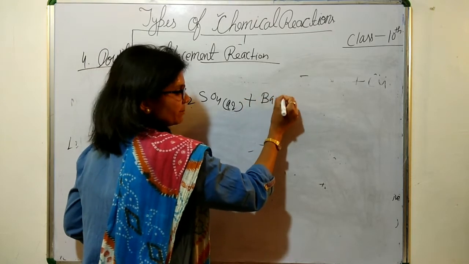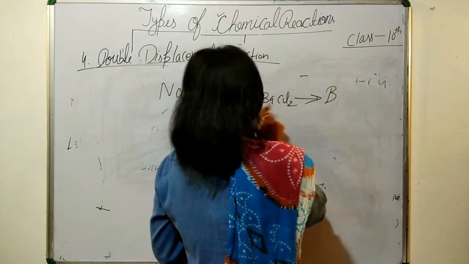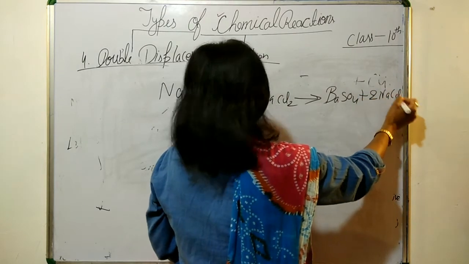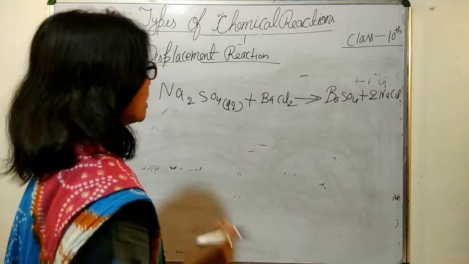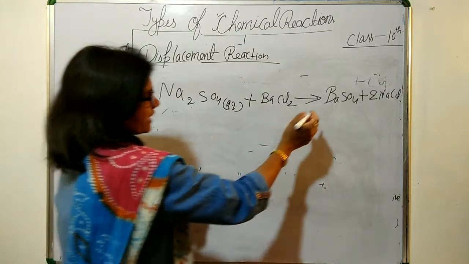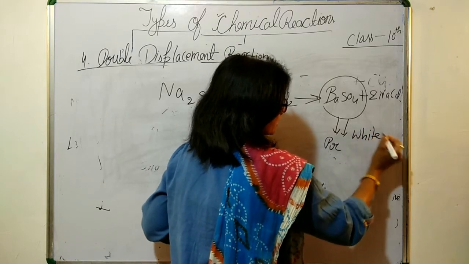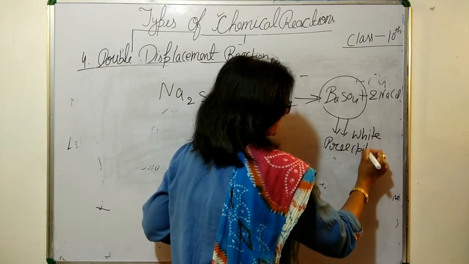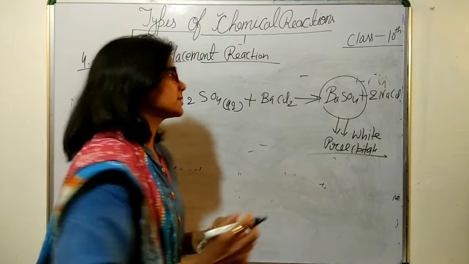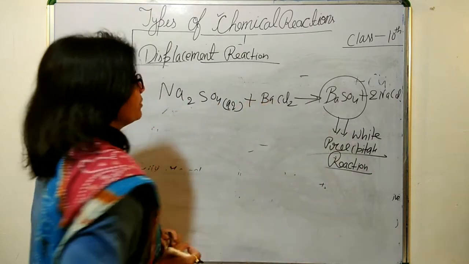When it reacts with BaCl2, what happened? It formed BaSO4 plus 2NaCl. Okay, it is a balanced reaction. What happened here? This is an aqueous solution, but when the reaction takes place, a white precipitate forms, and a reaction in which precipitate formation takes place is called a precipitate reaction. So it is an example of a precipitate reaction.